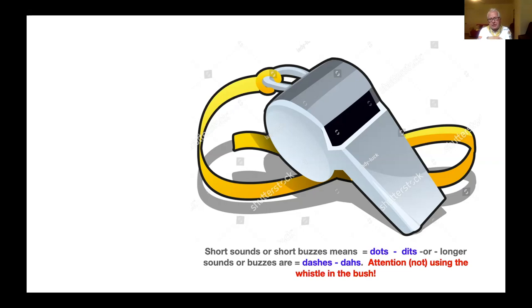I recommend not to use it there, otherwise someone will call 999 and the ambulance comes for no reason. So use the whistle only in the club, in the church, or in a park where everybody sees you, so they see that it is not an emergency. We can transmit Morse code, but be careful with whistles in the bush.